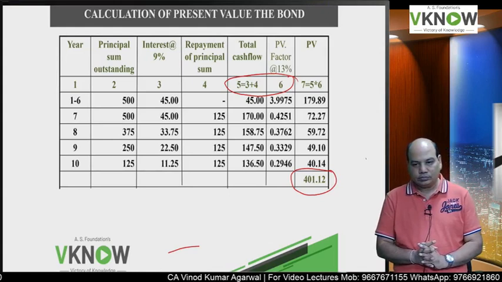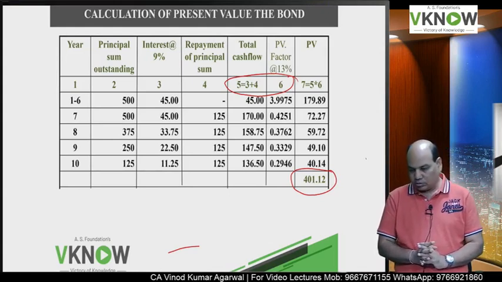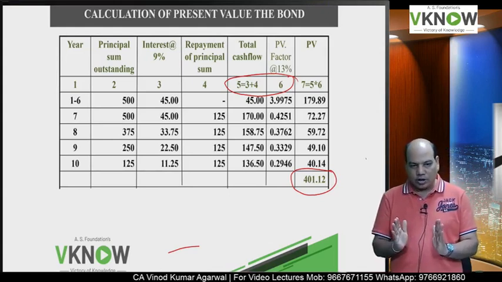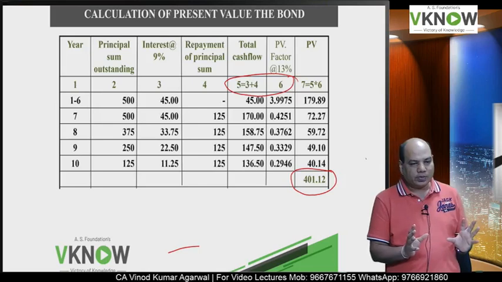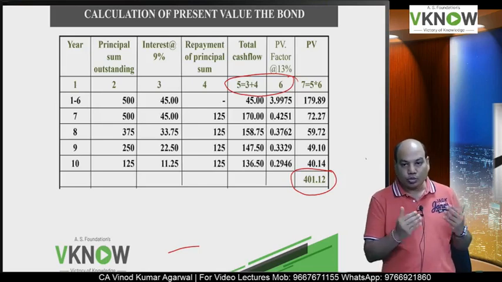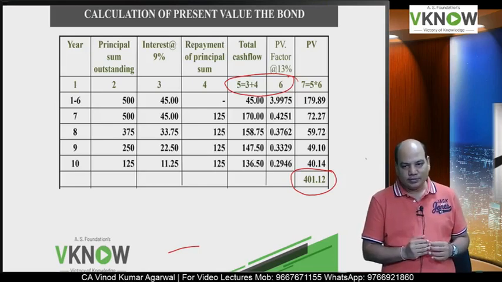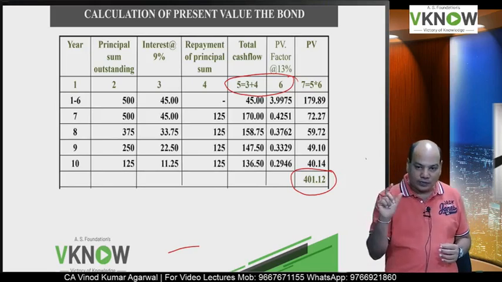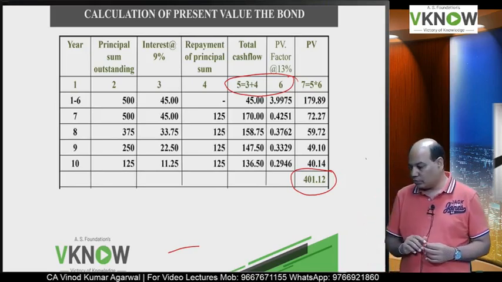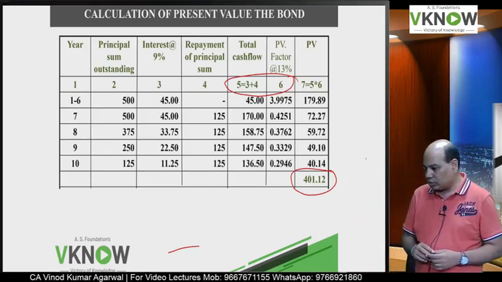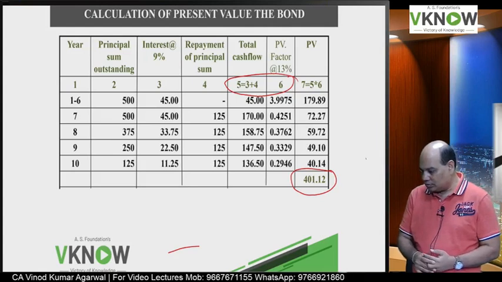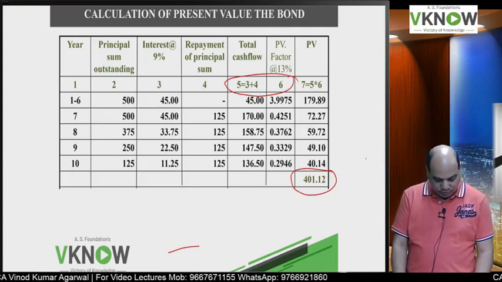Okay, 401.12 approximately. And one important thing keep in mind, when the discount rate is more than the coupon rate, the present value will be less than face value. Okay. Yes, Divya, Hari, Nitin, is it right?